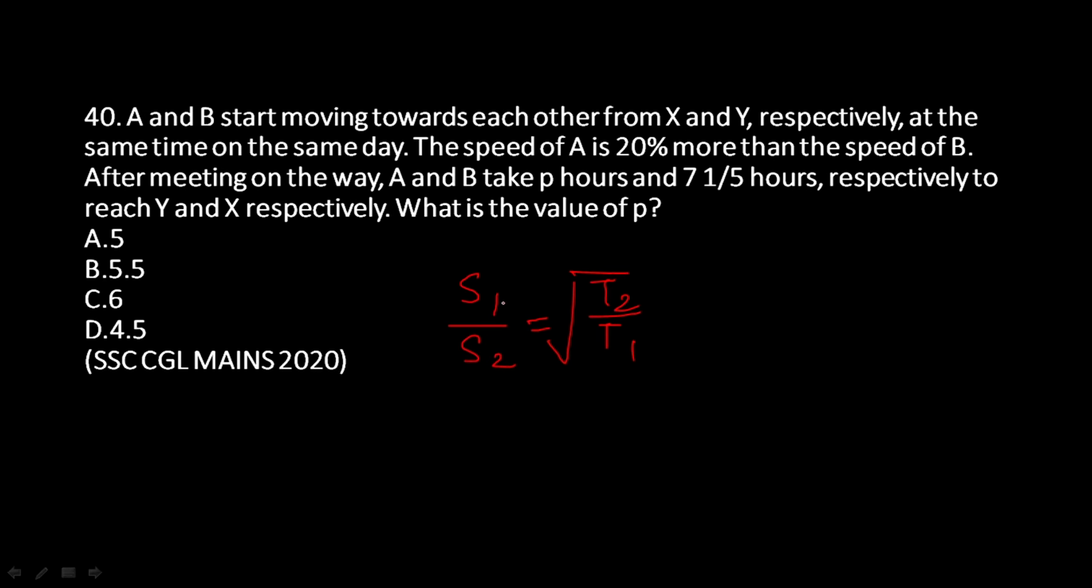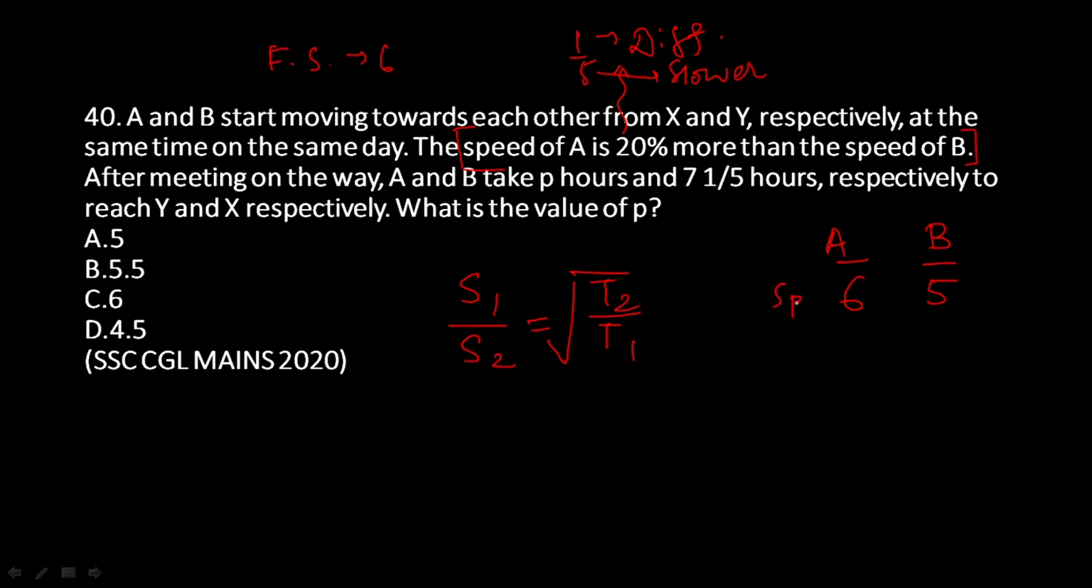So what will be speed 1 and speed 2? Speed 1 is A's speed and speed 2 is B's speed. It says here that the speed of A is 20% more than the speed of B. So if it is 5, then it is 6. What does 20% mean? 20% means 1 by 5. So this 5 is the slower speed, whereas this is the difference of speed, right? So the faster speed is 5 plus 1, 6, right? So this is the ratio of the speeds of A and B.